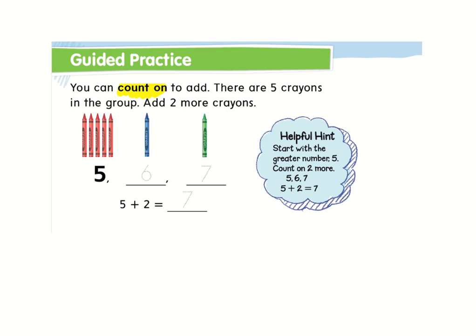So you can count on to add. Just like looking right here, like we just showed you guys, you start with the number 5. If you're counting on 2, you're just going to go 5, 6, 7. So we know that 5 plus 2 is going to equal 7. So your counting on is adding, just like you're counting with addition.